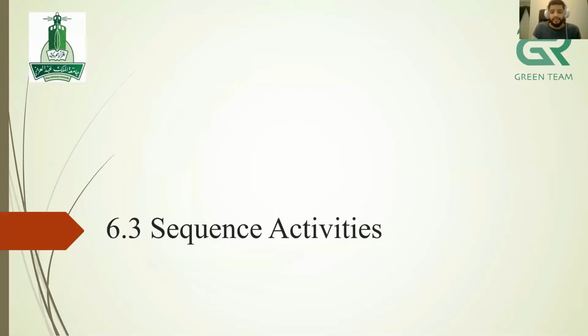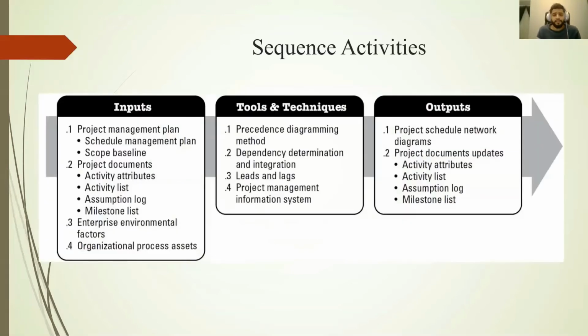Sequence activities. The sequence activities have input: project management plan, project documents, EEF and OPA. The tools and techniques are leads and lags, dependency determination and integration. And the output, we have project schedule network diagram and project document updates. From it we will have activity attributes, activity list, assumption log, milestone list.